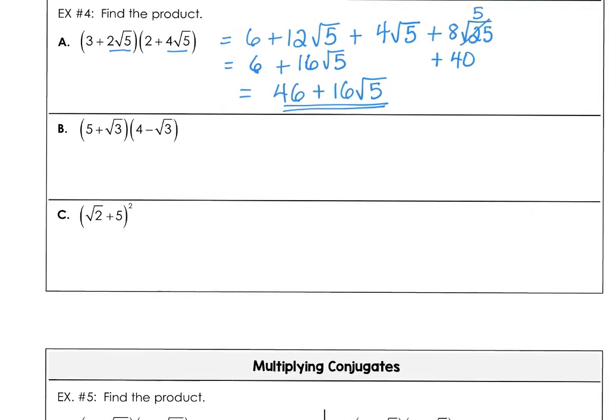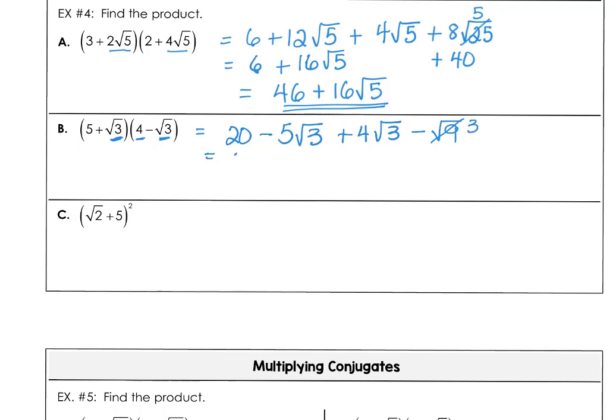In example B, doing the same thing, we've got 5 times 4, that's 20. And then 5 times negative square root of 3 would be negative 5 times the square root of 3. Then multiplying radical 3 times 4 would be positive 4 times the square root of 3. And then radical 3 times negative radical 3 is negative square root of 9. And negative square root of 9 is going to become negative 3.